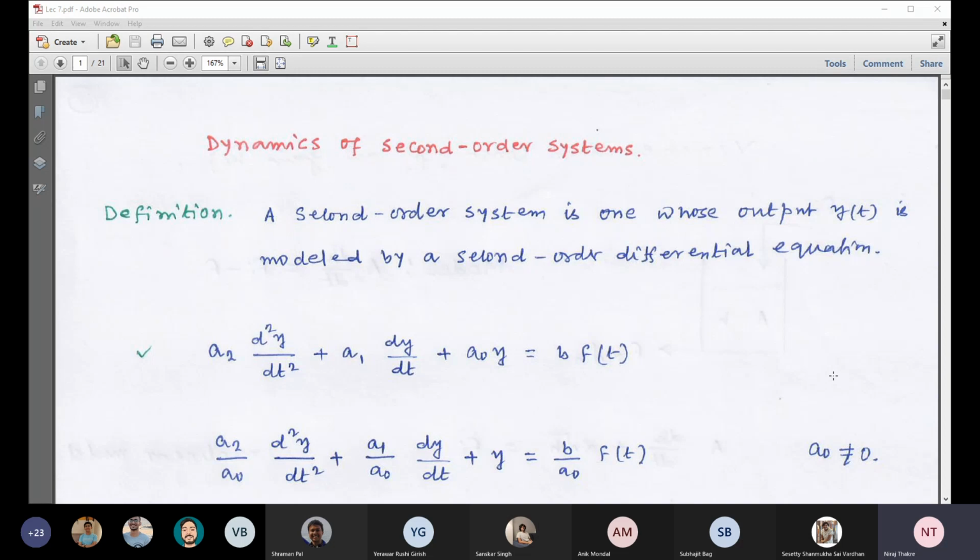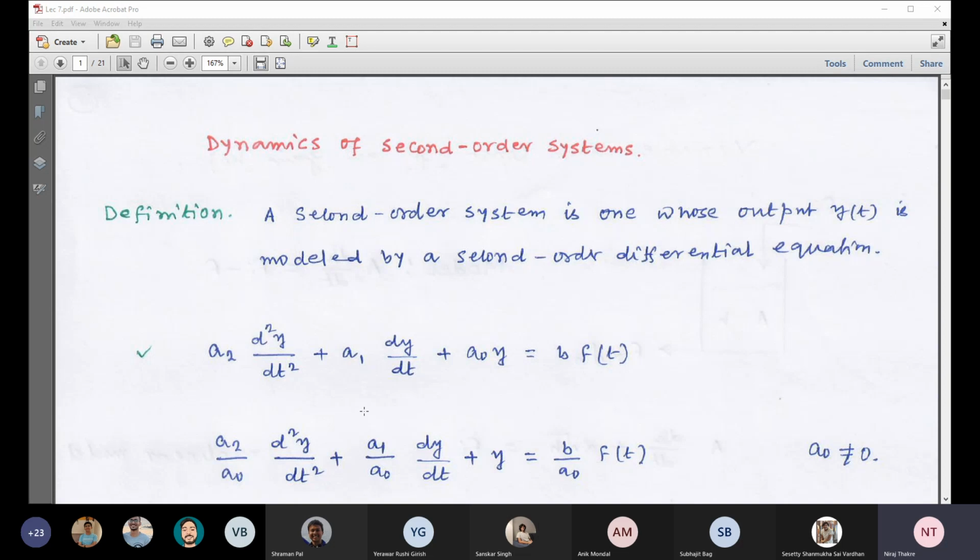So second order system is one whose output y is modeled by a second order differential equation. And we have taken here one general second order equation, you see, a2 d2y/dt² plus a1 dy/dt plus a0 y equal to b f(t). Clearly, we have just added this second order term. If you compare this governing equation with the first order system general equation, this is the additional term which is added here, a2 d2y/dt².